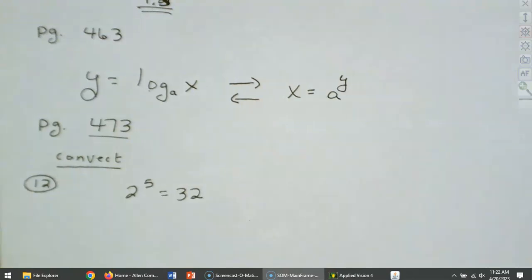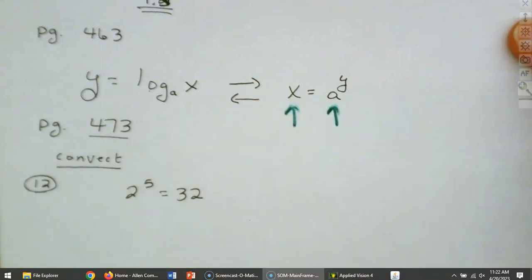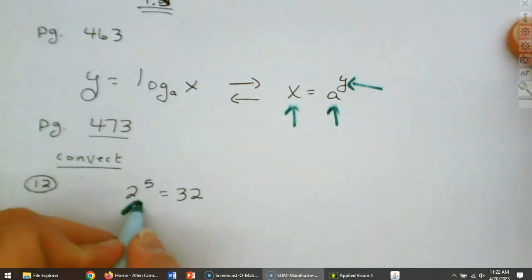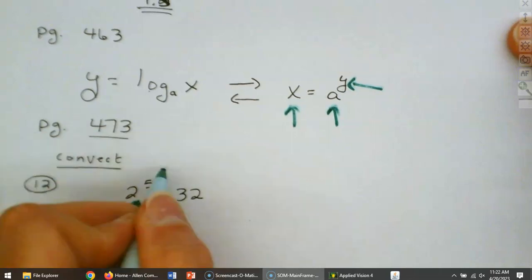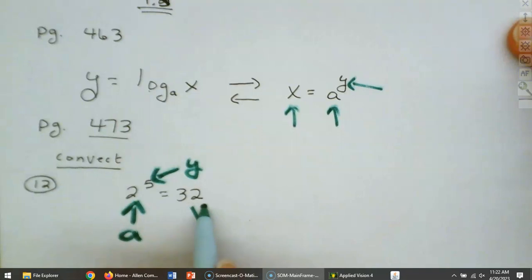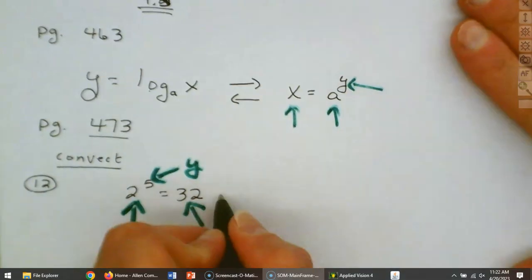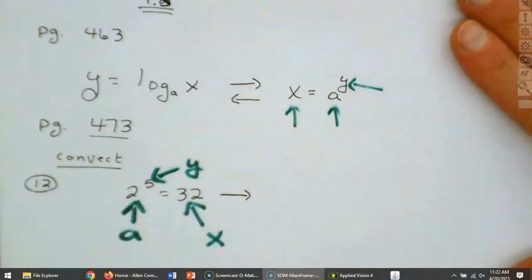We just label the pieces. So look at your formula. There's your x. This is your a, and the power is your y. So it might be in a different order, but the 2, that is going to be your a. The 5, that is going to be your y. And the 32, that is your x. So if I convert this to a logarithm, what would it look like?